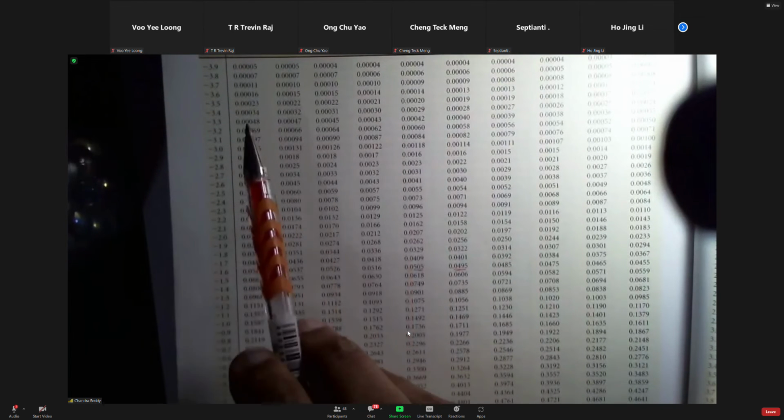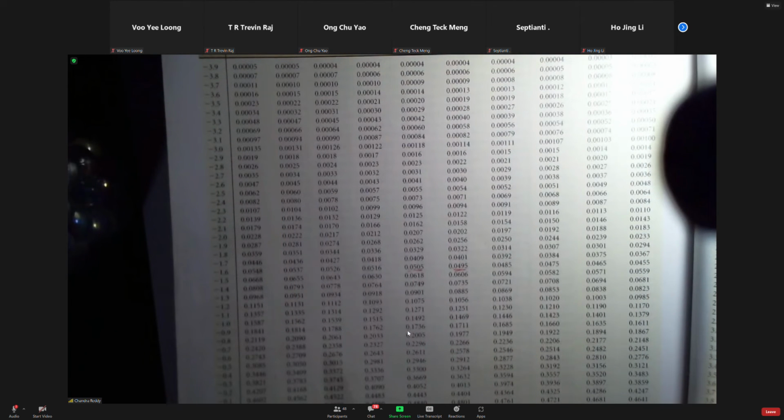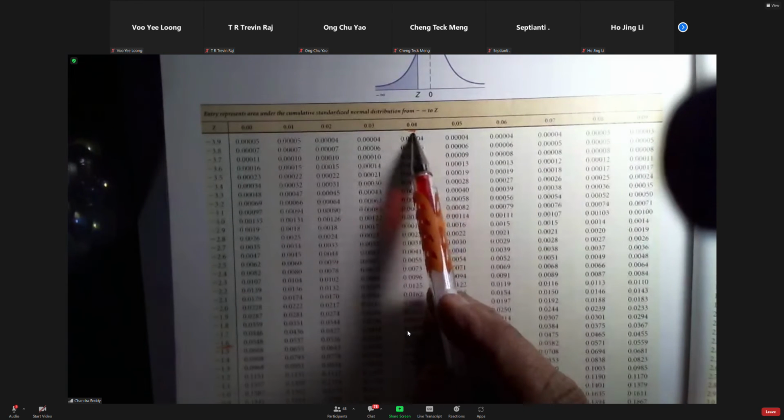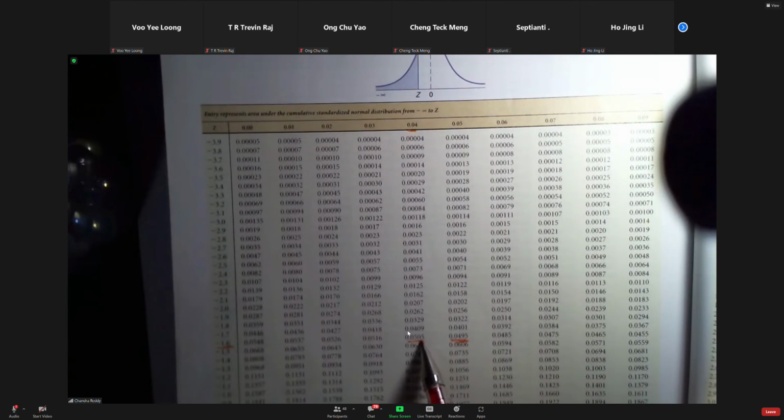All right, I think Shamin was asking about this. This is the statistics book I'm referring to. This is the cumulative standard normal distribution table. You can see 0.0495 here. Here this is negative 1.6, and this is 0.04 and 0.05. So in between you can find the value 0.05.